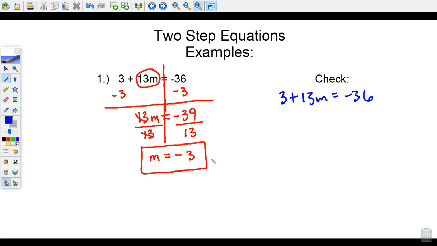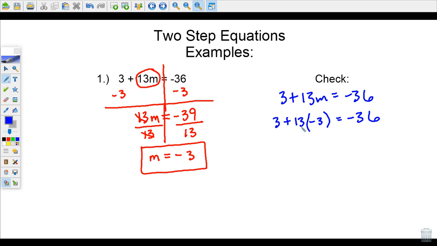Instead of m, we're going to put in our solution right there. So we're going to copy everything, but instead of 13 times m, it's going to be 13 times negative 3. And now I just have to perform order of operations. I have to evaluate this and make sure it equals negative 36.